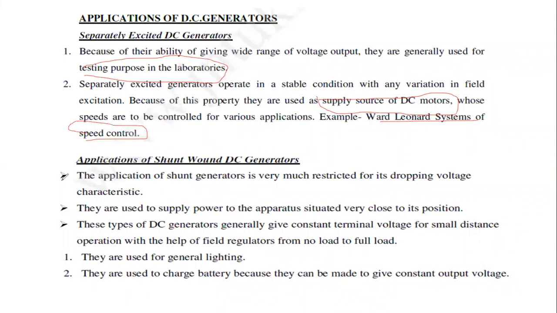Next, coming to the shunt generator, it has dropping voltage characteristics. This type of generator is used for lighting purposes and charging batteries. We use it for charging batteries because of its constant output voltage, and also for lighting purposes.